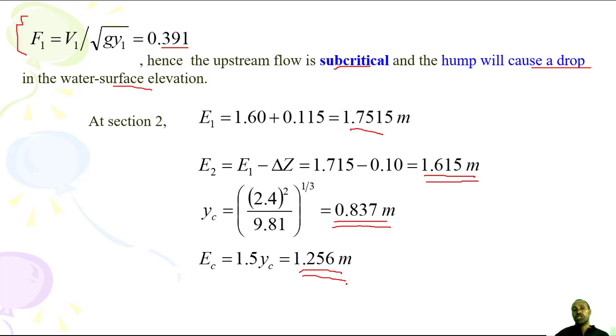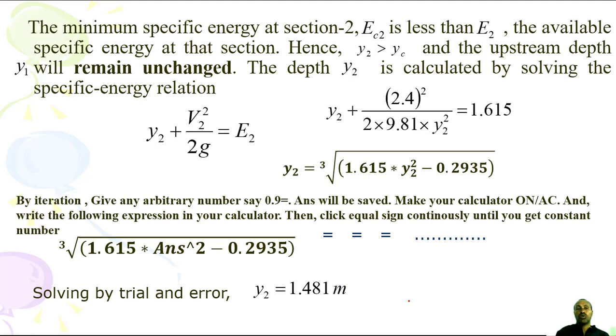So we have already calculated F1, the Froude number in the upstream section of the channel, which is subcritical. Then there is a drop in water surface elevation. So what will be Y2? The minimum specific energy at section 2, which is Ec2, is less than E2. Since Ec2 is less than E2, the available specific energy at that section means Y2 is more than Yc, and the upstream depth Y1 will remain unchanged.